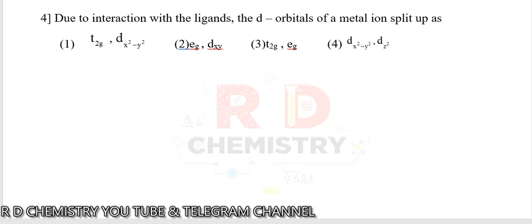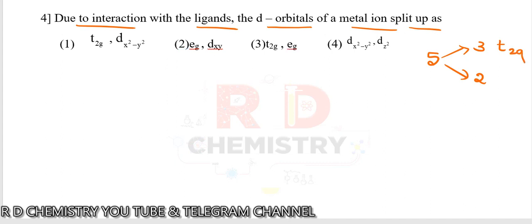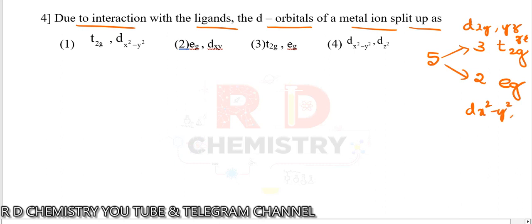Question number 4. Due to interaction with the ligands, d orbitals of metal ions split. The 5 types of d orbitals split into two categories, 3 and 2 orbitals. The 3 d orbitals are known as the T2g set, which involves dxy, dyz, and dzx. And the 2 d orbitals are known as the eg set, which involves dx square minus y square and dz square. So the answer is option number 3, T2g and eg set, right?